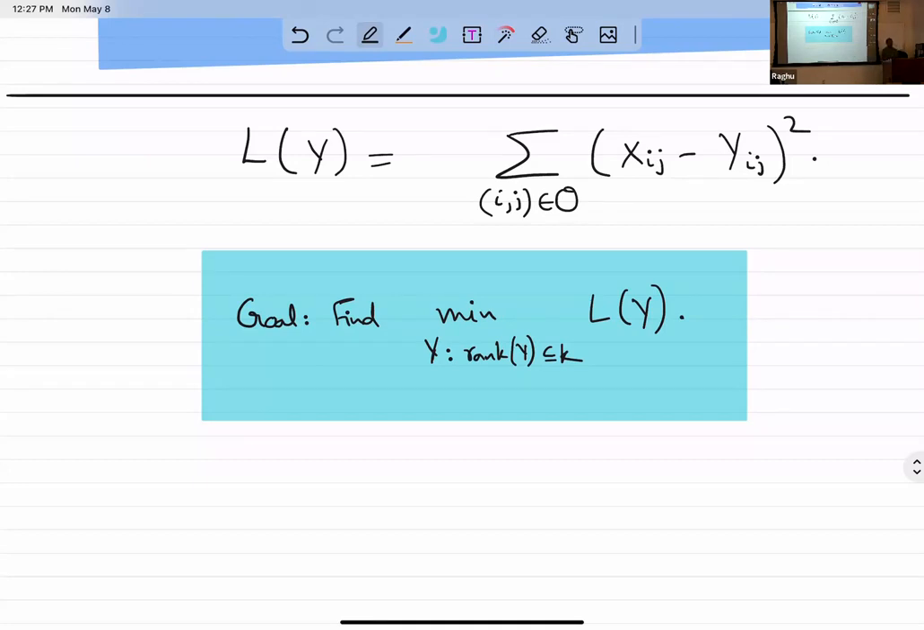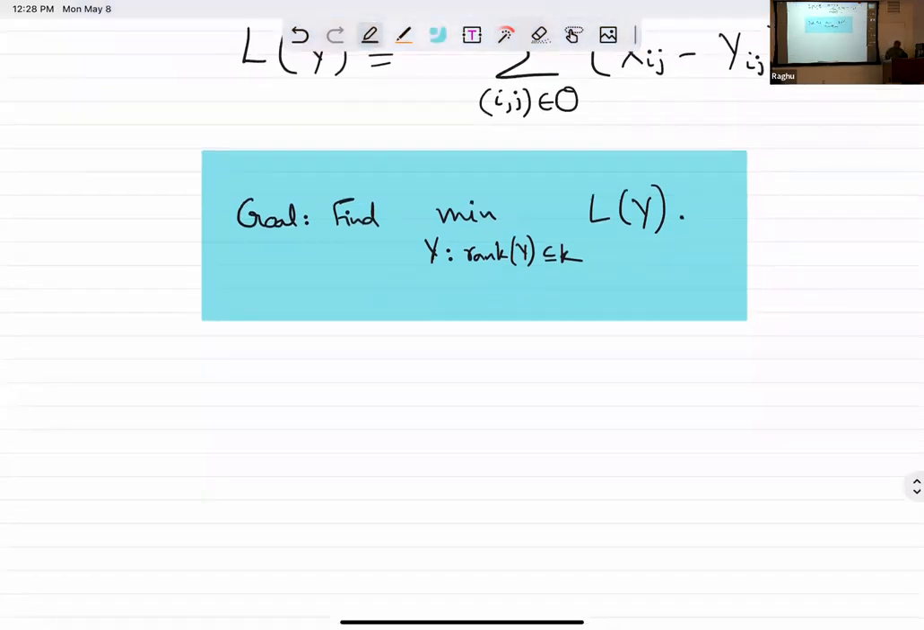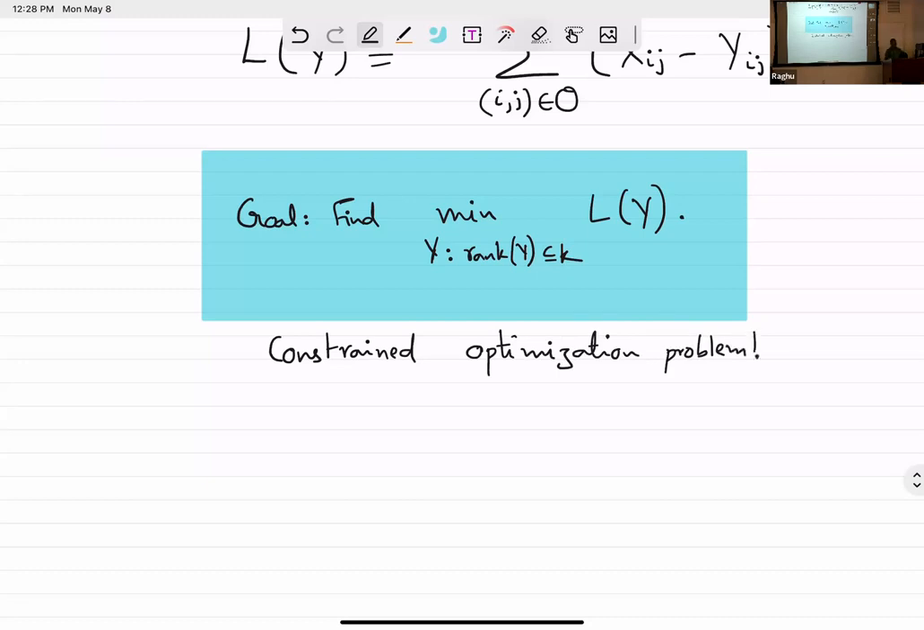And so what else can we do? Any suggestions? Yeah. Applying gradient descent. We could try and apply gradient descent. But when we discussed gradient descent, you could only do gradient descent for unconstrained sets. Right. So if you do gradient descent, even if you start with a small low rank matrix, when you take the gradient step, you might go out of the set of low rank matrices. Right. So this is a constrained optimization problem.